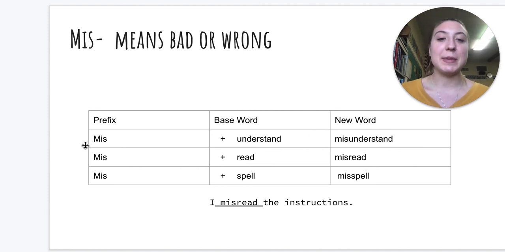All right, so now we're going to misread. So mis plus read is misread. Read means I know the words there and I can read them. But if I say I misread something, it means I read something wrongly. So if I say I misspell, mis plus spell, it means I spelled something wrong. So remember, if I add mis in the front, it means bad or wrong. So if I said I misread the instructions, it means when I read the instructions, I read it wrong, which happens.